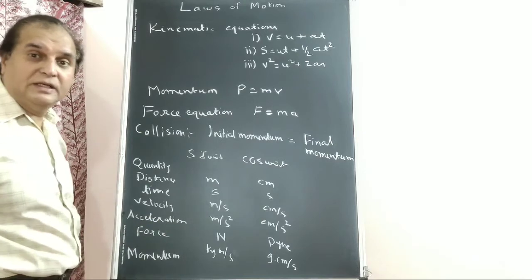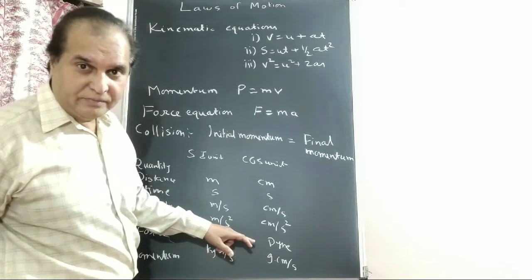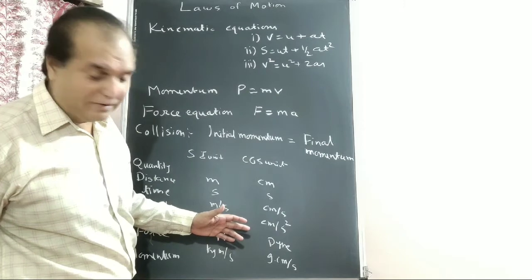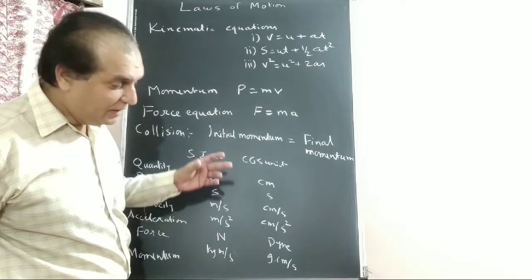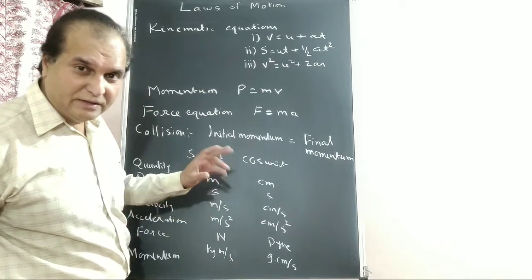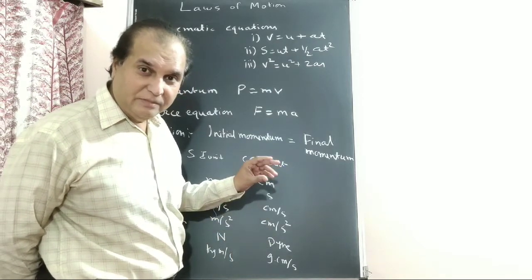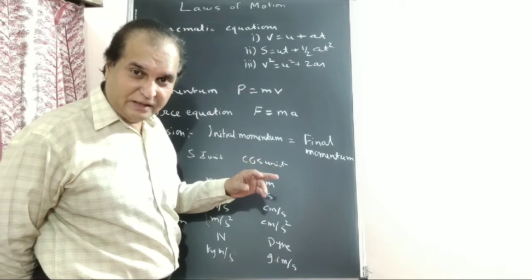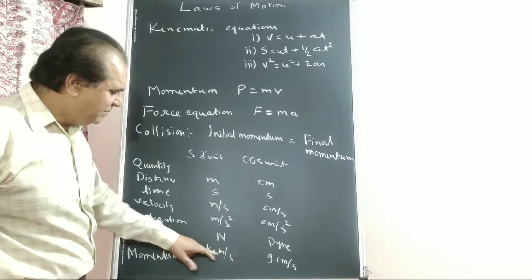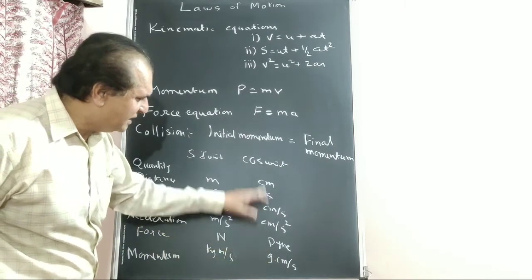Newton and dyne, you must know the definitions also. Dyne is gram centimeter per second square. The unit also indicates the definition. For one Newton, a force that gives a 1 kg mass an acceleration of 1 meter per second square; for one dyne, a force that gives a 1 gram mass an acceleration of 1 centimeter per second square. Momentum is mass into velocity, kg meter per second, or gram centimeter per second in CGS unit.